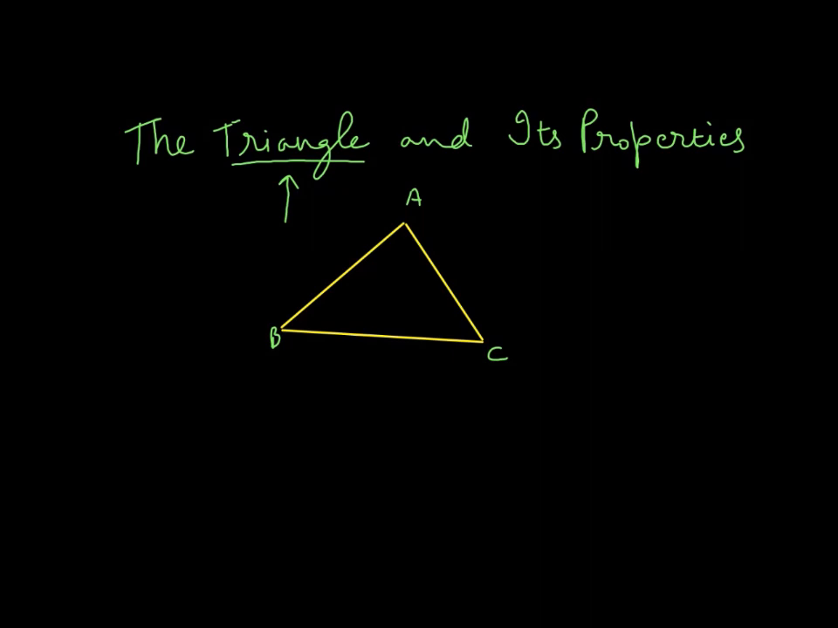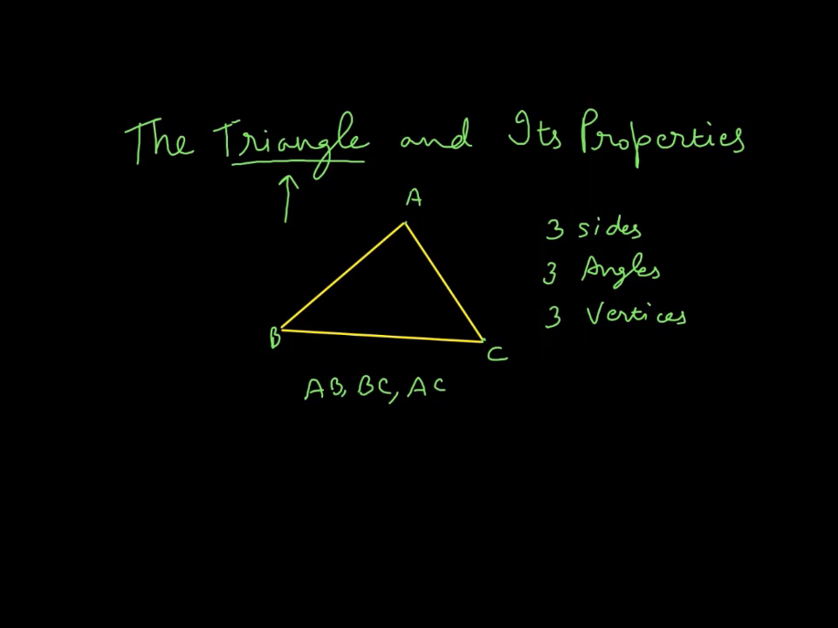Now this triangle has three sides, three angles. Angles mean the interior angles, and three vertices. Vertices are the points of intersection of the sides. Here in this triangle, the names of the three sides are side AB, side BC, and side AC.